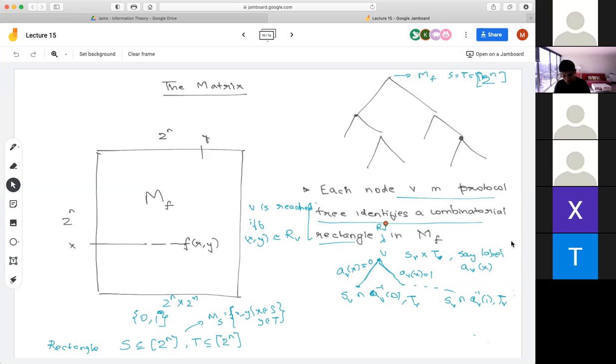And the root is always reached, so I identified the root with everything. And then I claimed that if any node identifies a rectangle, then 2 of its children also identify a rectangle. So by induction, we are done. It also proves that the leaves identify disjoint rectangles, because for any pair of inputs x and y, you reach exactly one leaf. And so it means that the leaves identify disjoint rectangles which partition the set of all inputs.